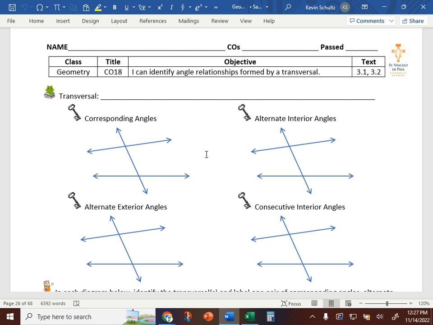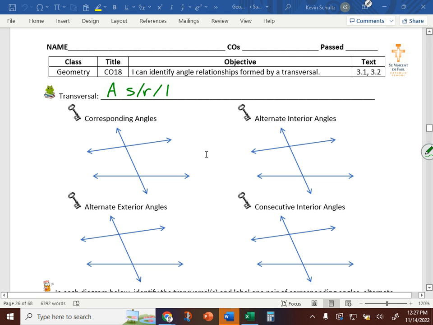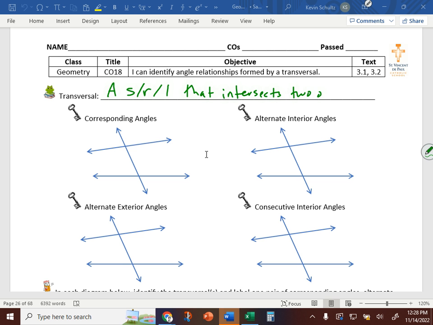Okay. A transversal is a segment, ray, or line, and you know my abbreviation for segment, ray, line, SRL. A segment, ray, or line that intersects two or more other segments, rays, or lines. Okay? A transversal is a segment, ray, or line that intersects two or more other segments, rays, or lines.